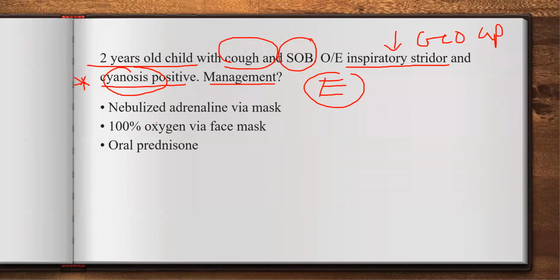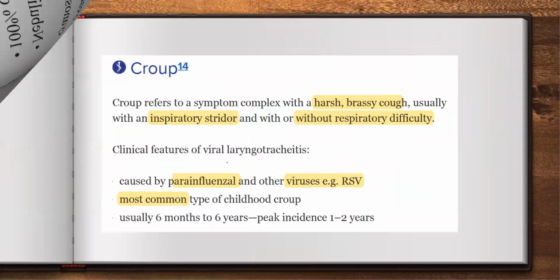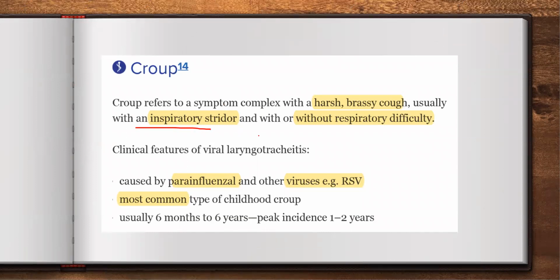So do you want to go for nebulized adrenaline via mask, 100% oxygen via face mask, or just oral prednisolone? Croup is a common cause of shortness of breath and stridor in children. Patients usually have a harsh, brassy or barking cough. It's mainly caused by the parainfluenza virus.